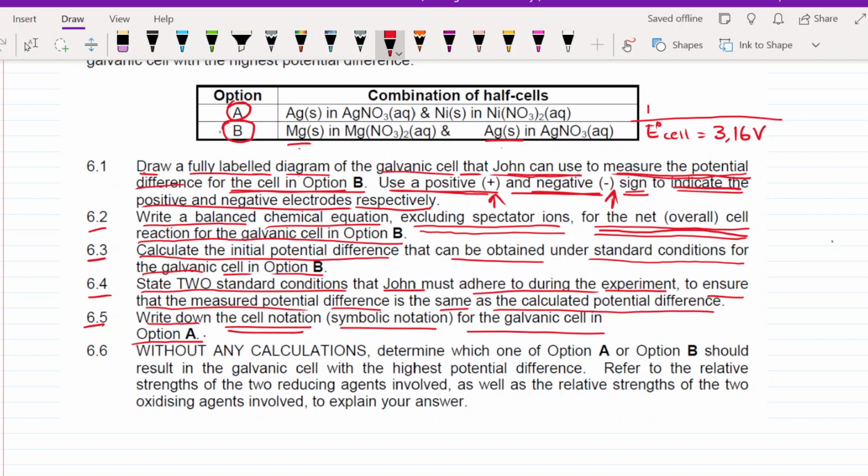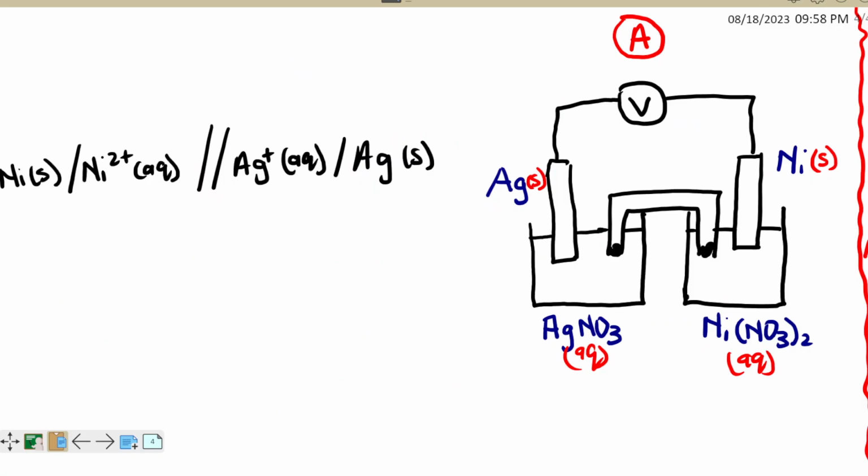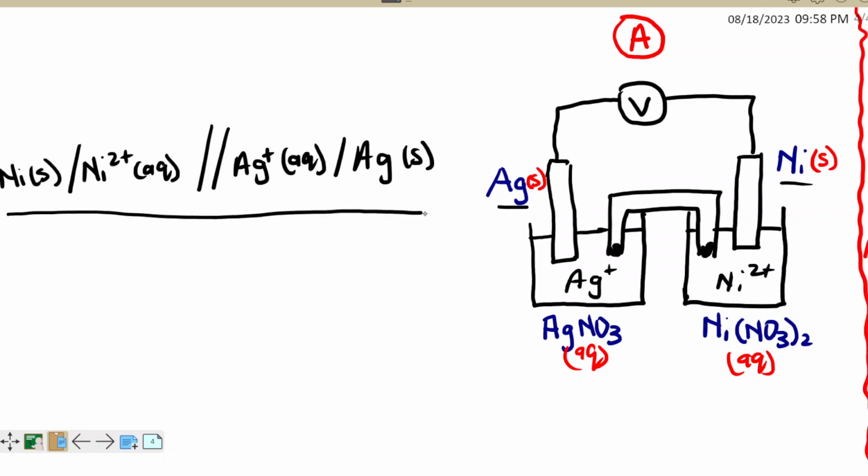Okay, I think the answer for 6.5, the cell notation for the cell in option A, we have done this one in part 1. If you remember, in part 1, we were dealing with the cell that looks exactly like this in option A. So that cell with the Ag on the side of the, was it the anode? Then the nickel, which was on the other side, this was Ni2+. I think it was the anode, this one, and this one was the cathode. So we did write the cell notation in video part 1. So just go to video part 1 and check how to write the cell notation. For the purposes of time, let me not repeat the same thing.